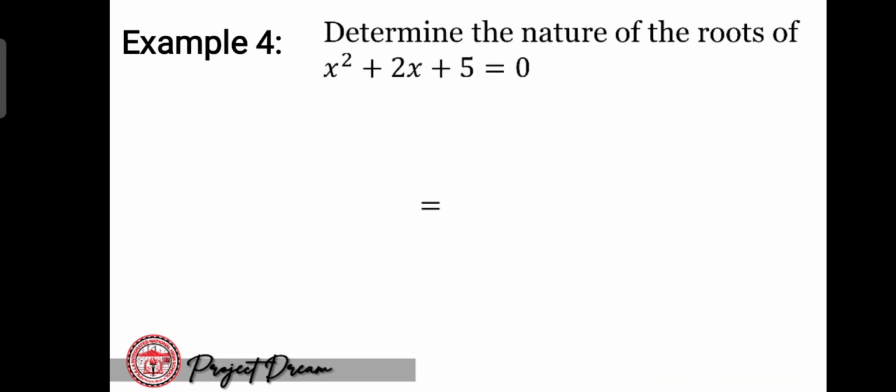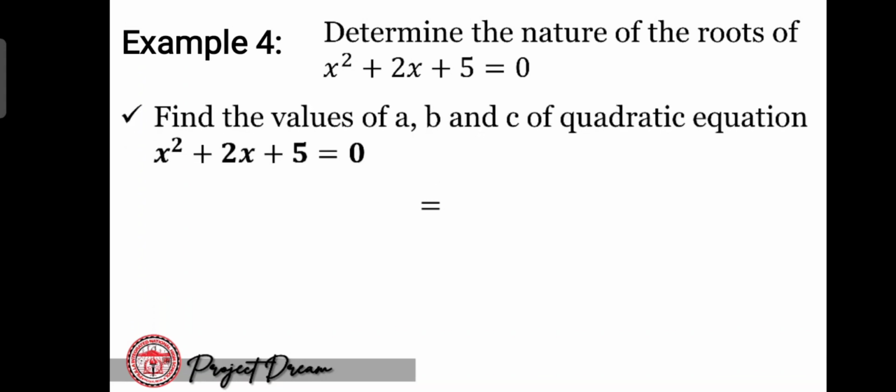So let's have our last example. Determine the nature of roots of x squared plus 2x plus 5 is equal to 0. So the first step here is to find the values of a, b, and c. Can you find the value of a? What do you think is the value of a?